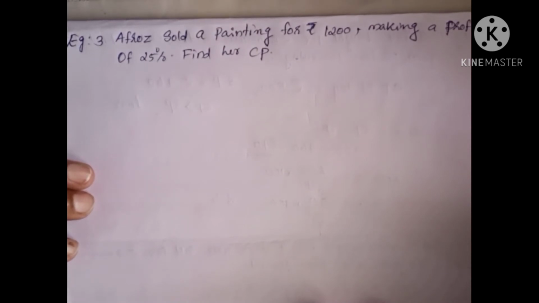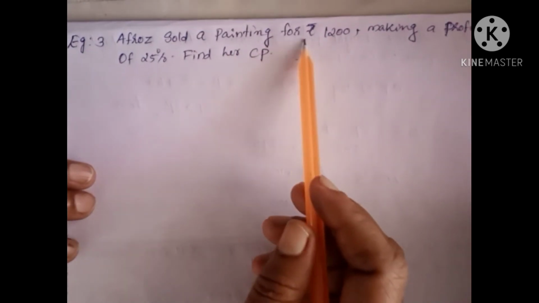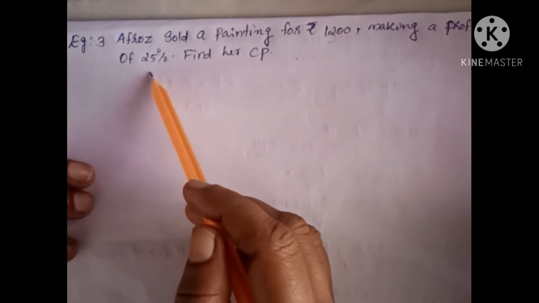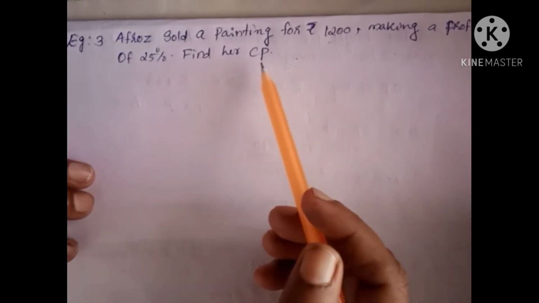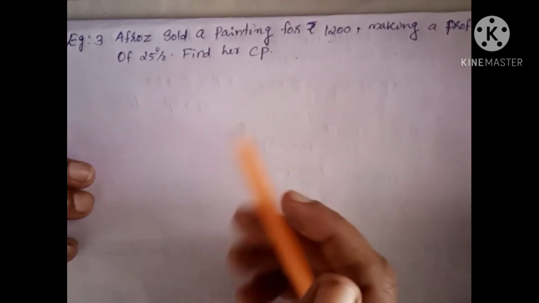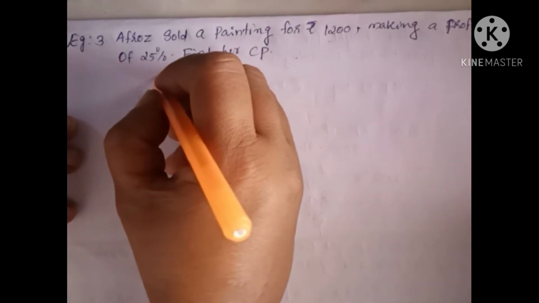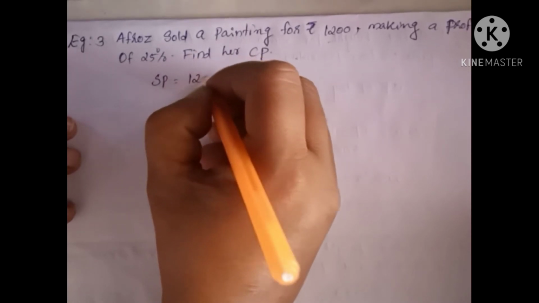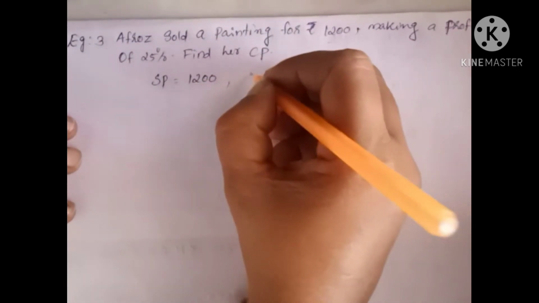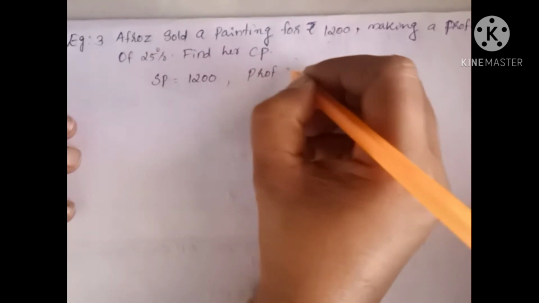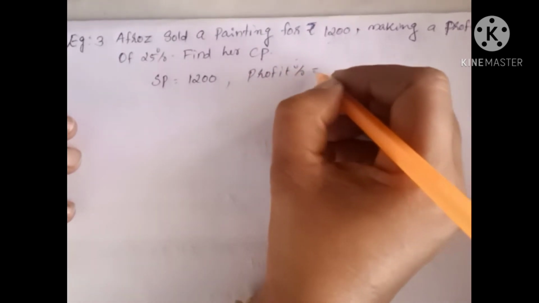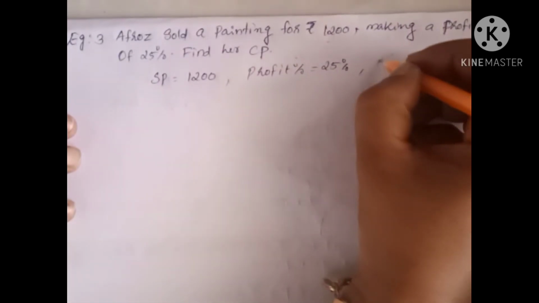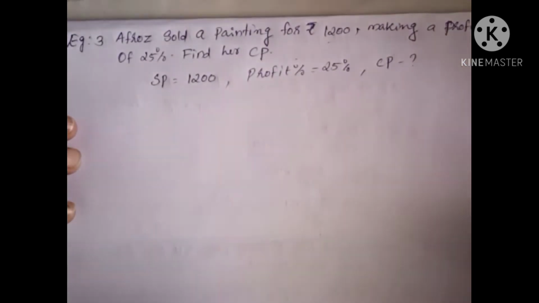Example 3. Afro sold a painting for rupees 1200, making a profit of 25%. Find her CP. Here SP equals 1200 and profit percentage is given, that is 25%. We have to find CP. We don't know the CP.